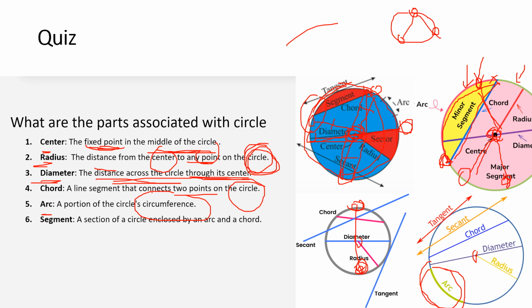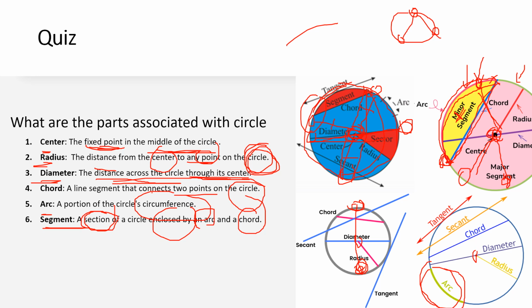Okay, let's go for segment now, one more portion of the circle. What is this? It is a section of a circle enclosed by an arc on one side and a chord on the other side. Look at this diagram here. For example, this yellow color you see. I mentioned this left portion is an arc, this right portion is a chord. Now what I'm trying to say is this segment is the section of the circle which is enclosed by an arc on one side and a chord on the other side. That's how we can define it.